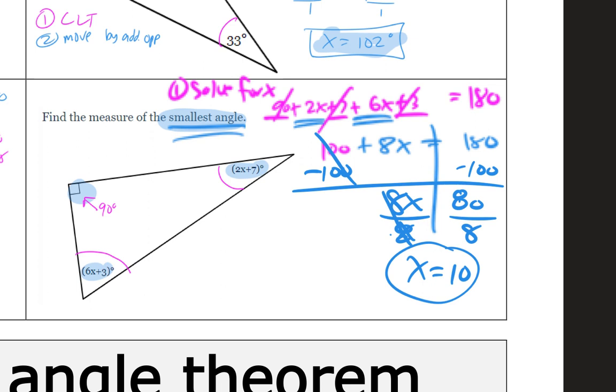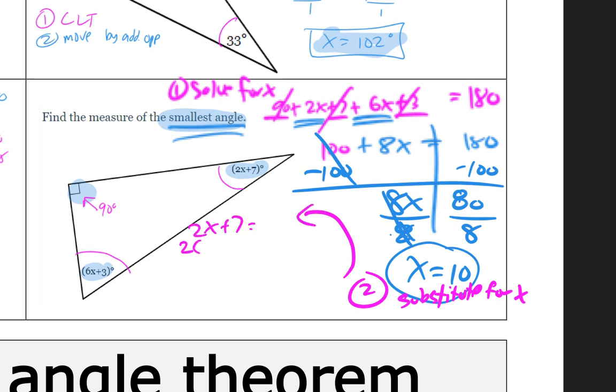So now we need to substitute for x, right? That's our second step. Second step is we need to substitute for x. So if we do that, then let's do that right over here. So this one we're going to say 2x plus 7, and that's going to be the same thing as 2 times 10 plus 7, and that's going to equal 27, right?